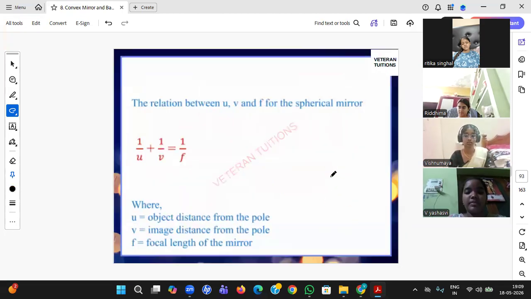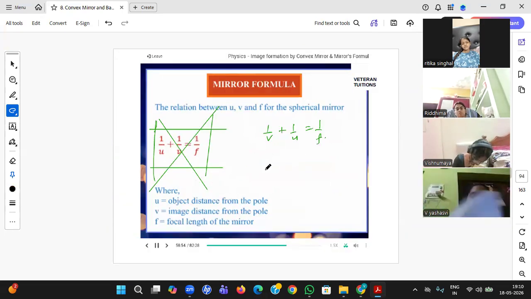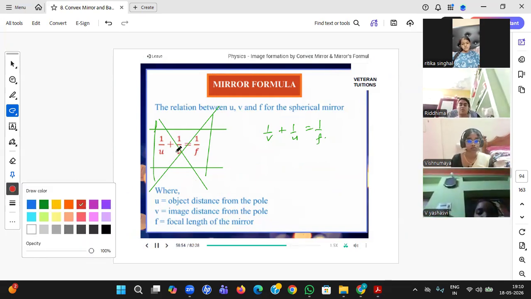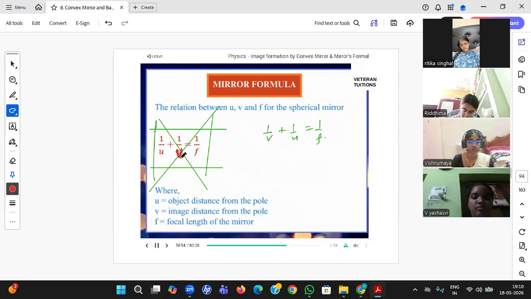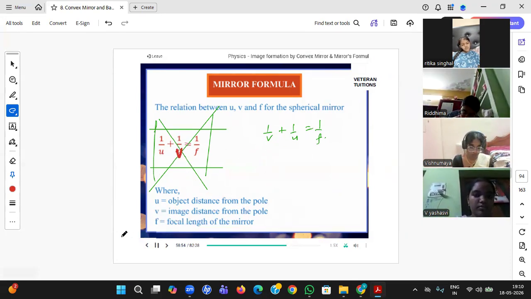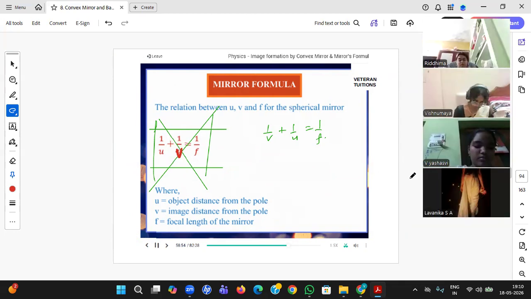Okay, now let us see the formula, students. This is a formula which is given in your textbook, but I request you to write this formula. Yes, Lavanika. Are both the same? Check mathematically and say: 1 by u plus 1 by v equal to 1 by f, and 1 by v plus 1 by u equal to 1 by f. Mathematically, they are the same.